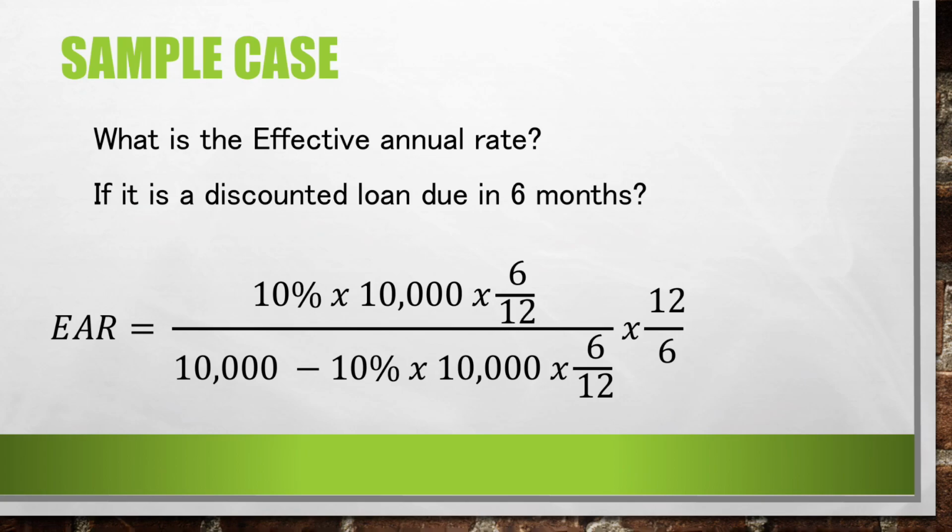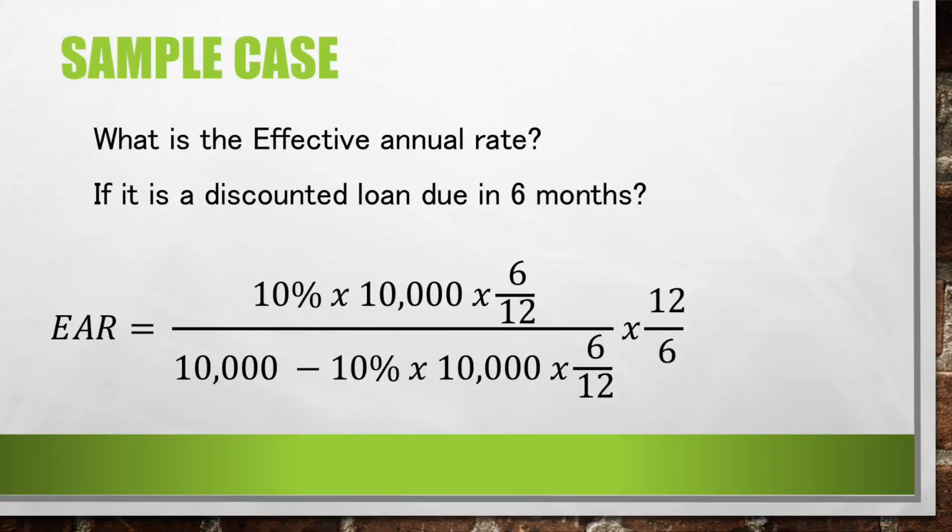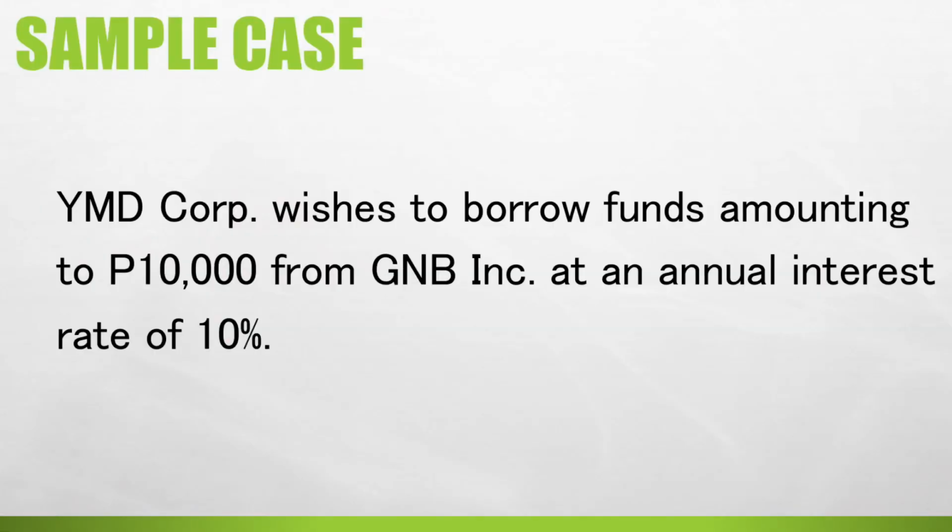And since this is only interest good for 6 months, we're going to make an adjustment. Let's annualize it by multiplying by 12 divided by 6. That would give us an effective annual rate of 10.53%. This is how we're going to deal with discounting terms, assuming that the loan is outstanding only for a fraction of a year. Next, same case.